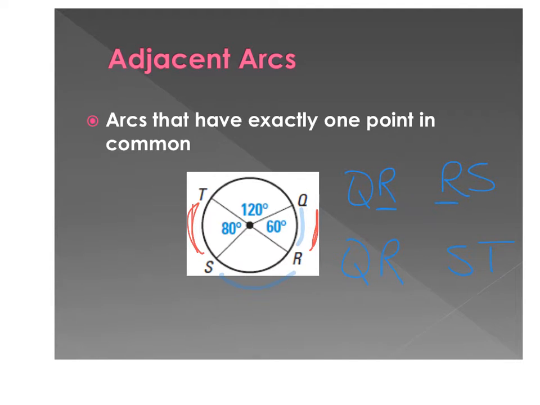Now I could say that QT and all the arcs that are adjacent to that could be TS over here, or I could go this way and say QR. This is adjacent to this is adjacent to this. You could name it the other way also. You could name it backwards, you could say RQ, so the order doesn't matter. But they have to have exactly one point in common to be adjacent.